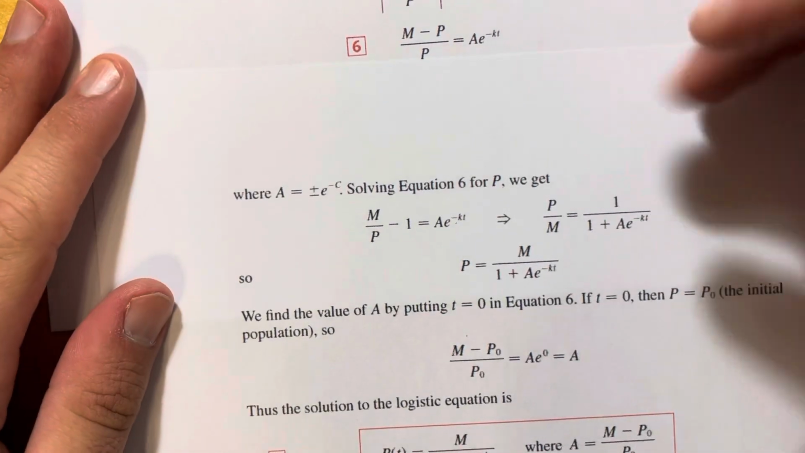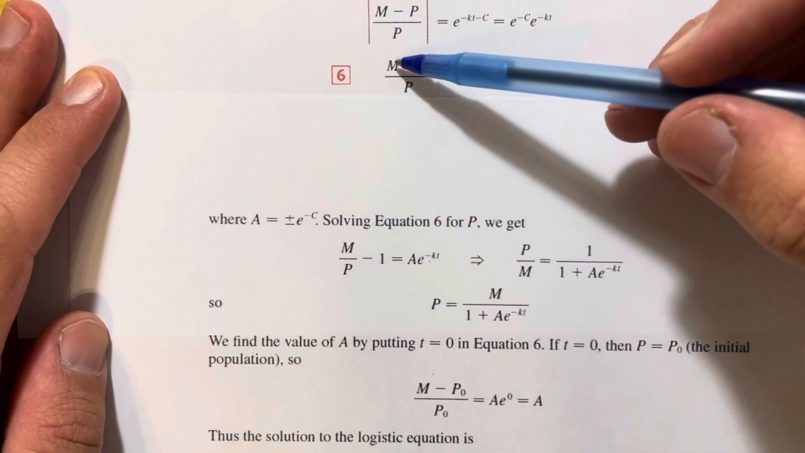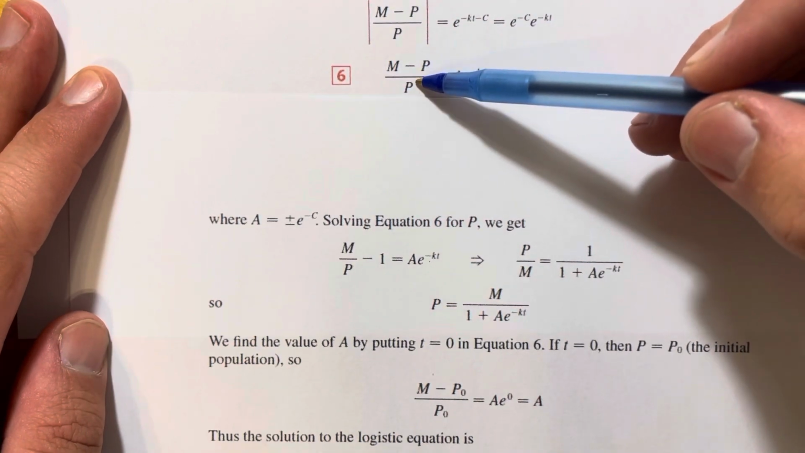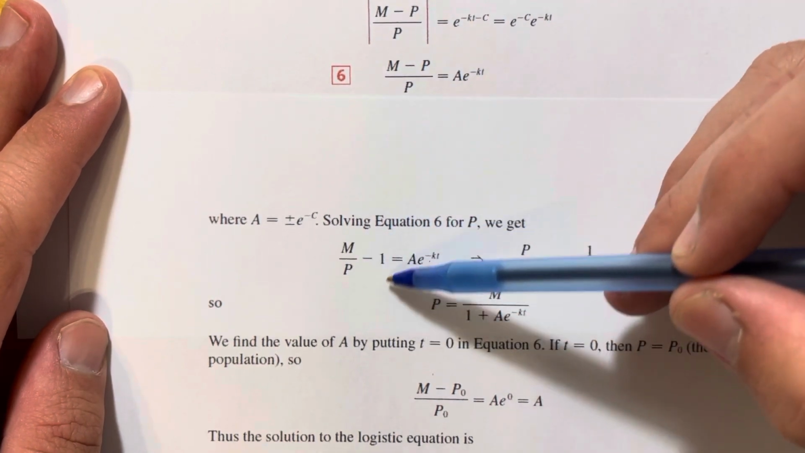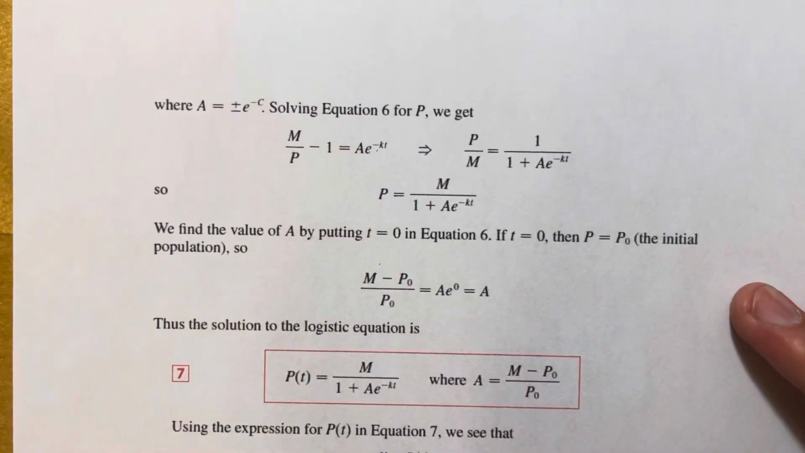There we go. So here's where we left off. Notice I can split this up into m over p minus p over p, or m over p minus 1 equals a e to the negative kt. Okay, so now that I've talked through that, we'll just use this page.